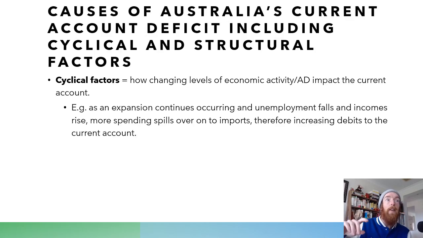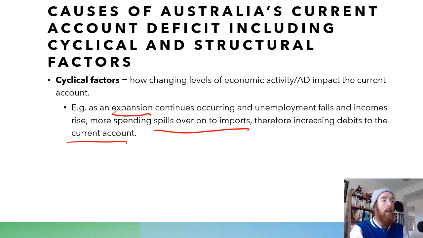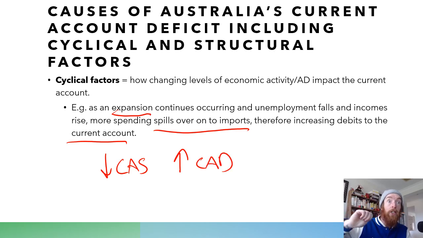So we've got cyclical factors which impact our current account. That is how changing levels of economic activity and aggregate demand impact the current account. When we are in an expansion, a lot of spending starts spilling over onto imports, which therefore increases the amount of debits in the current account, which either decreases our current account surplus or increases the size of the current account deficit if you're currently in a deficit. The opposite is also true. If we're in a contraction, it means we stop spending on imports and focus on domestic spending. Therefore, there are fewer debits leaving the country and the current account is better off for it.